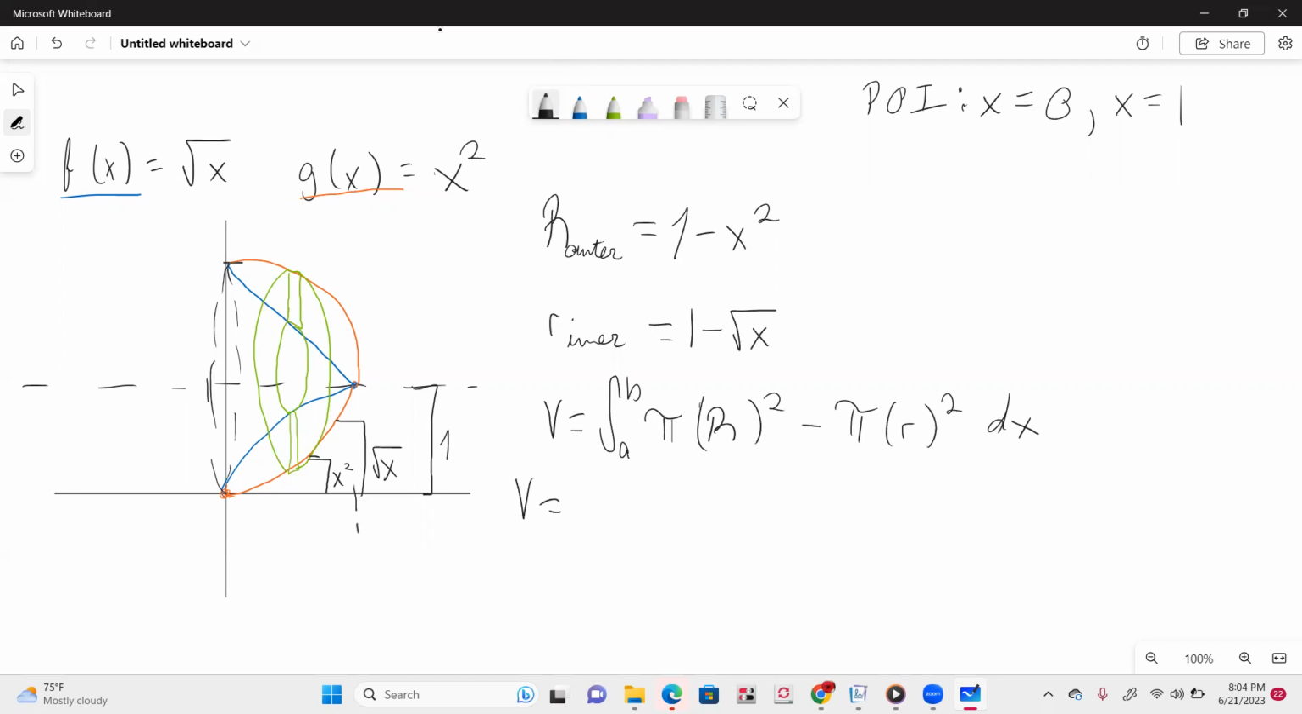So we can pull the pi out because both of our terms have it, just to simplify things a little bit. Our a is 0 and our b is 1. Then we can plug in our outer radius, which is 1 minus x squared, squared, sorry, I did not put the squared. And then minus our inner radius squared, which is 1 minus the square root of x, squared.